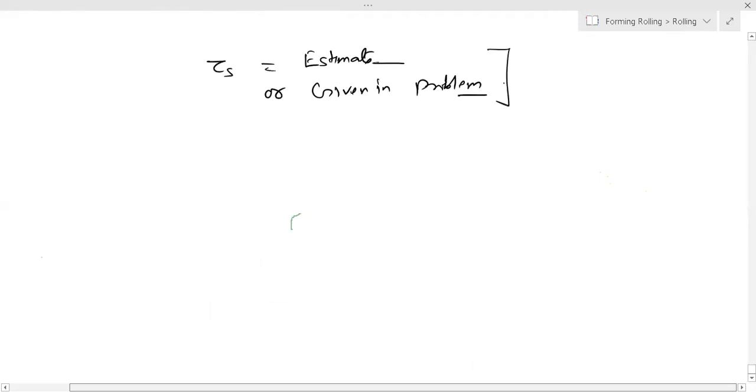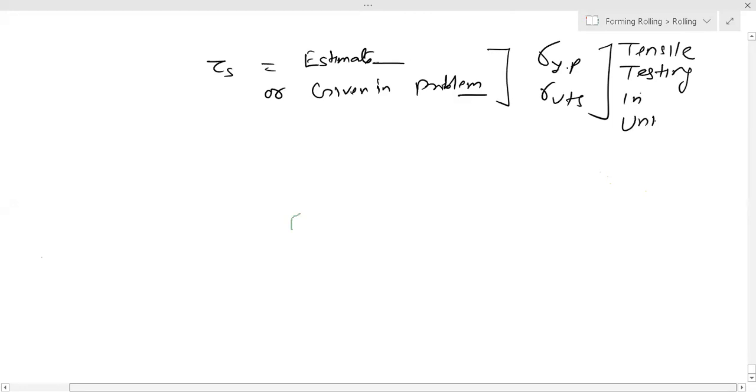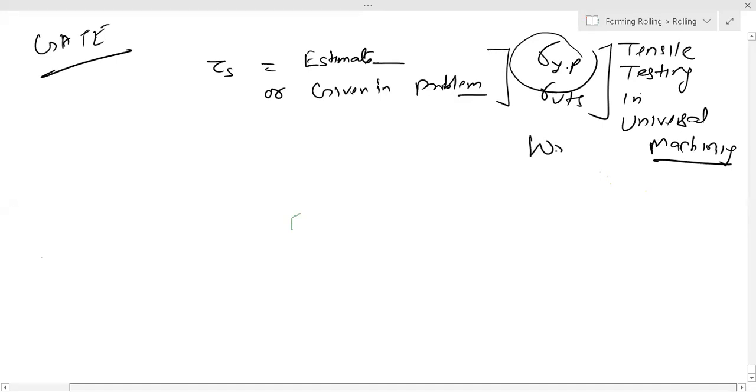So don't confuse sigma yield point or sigma UTS. This we get from tensile testing in a universal machine. Why am I telling it again and again? Because GATE has asked many times and people used this one and finally got the wrong answer. So I repeat it and I am telling you again and again.